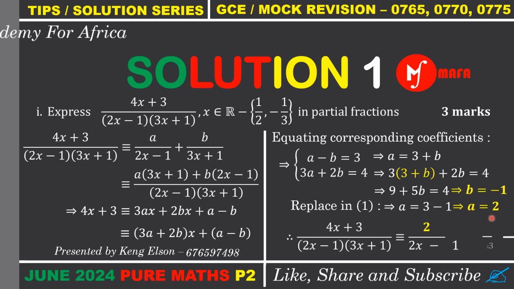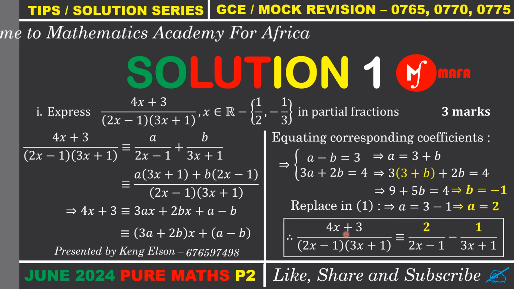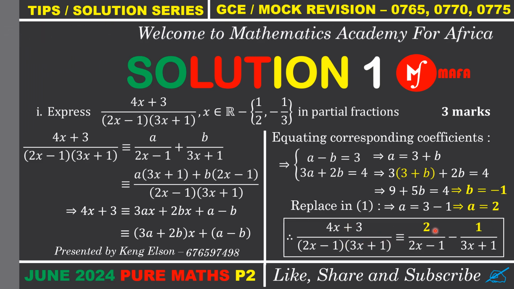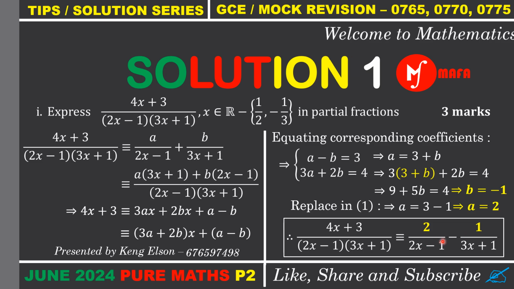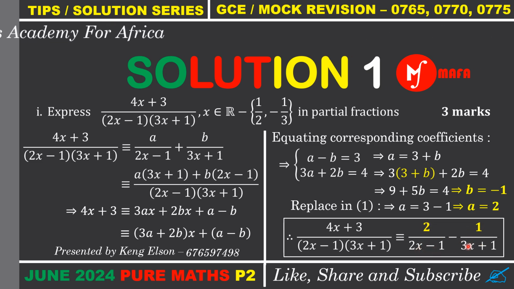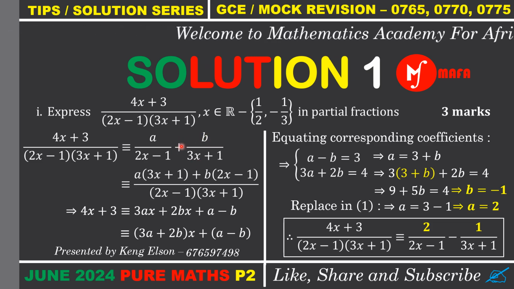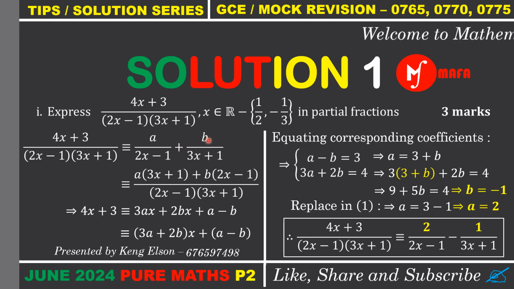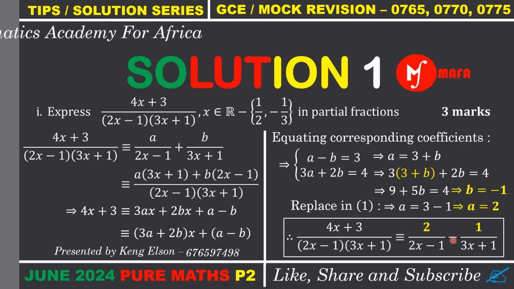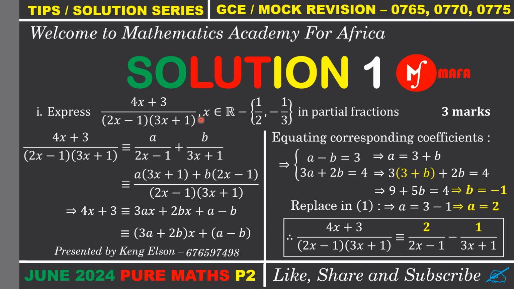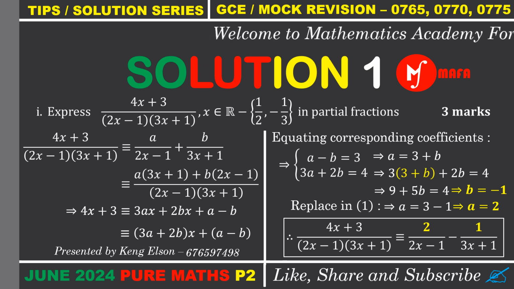So in conclusion, the rational function has been expressed as a sum of its partial fractions. So we have 2 over 2x minus 1 minus 1 over 3x plus 1. Actually it is plus b, but since b is negative 1, positive times negative is definitely negative. So we have gotten the partial fraction resolution of the rational function given to us.